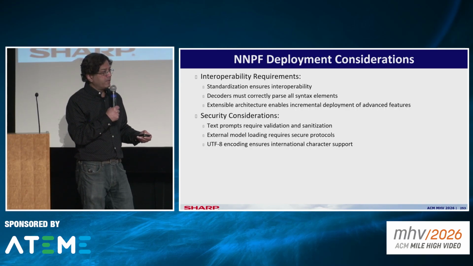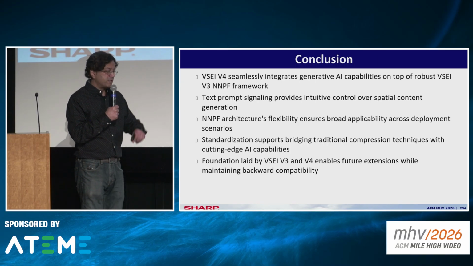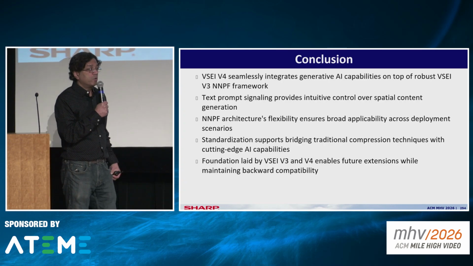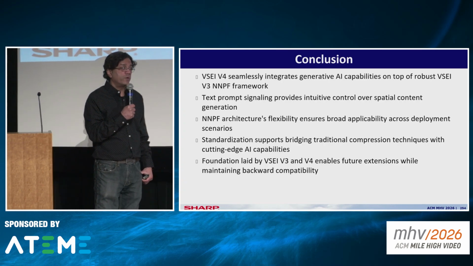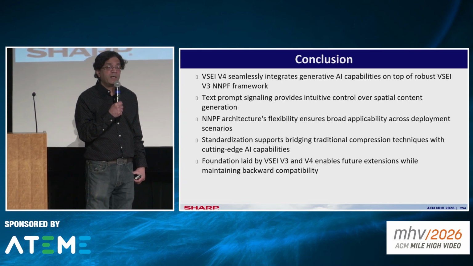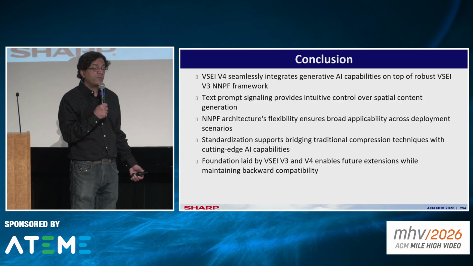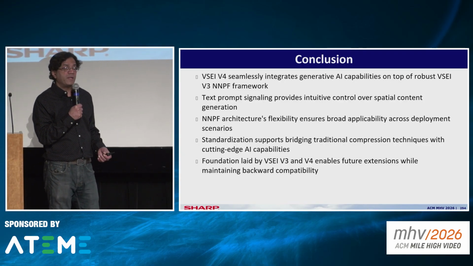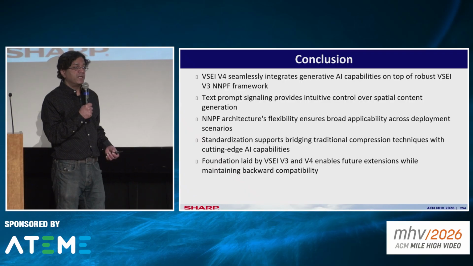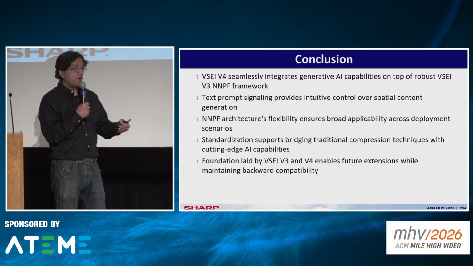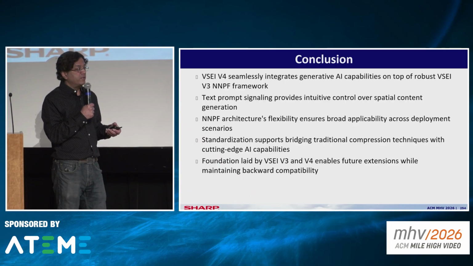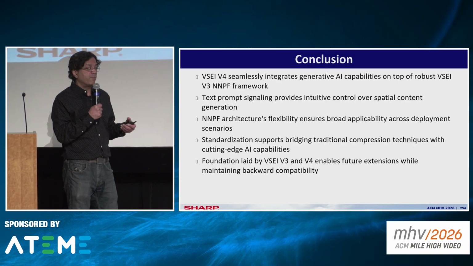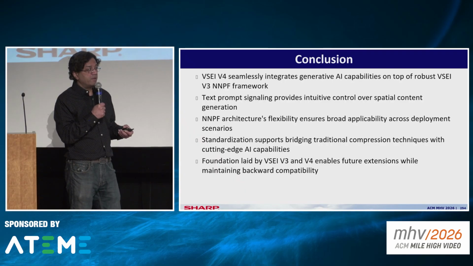So I talked a bit about deployment considerations, so I'll just skip in the interest of time. As a conclusion, the VSEI version 4 seamlessly provides these generative AI capabilities on top of the version 3 NNPF framework. The key aspect of that is the text prompt signaling, which can be static or dynamic, and the NNPF architecture's flexibility ensures some broad applications that could be potentially enabled through this.